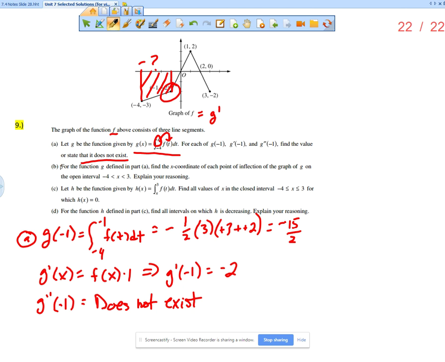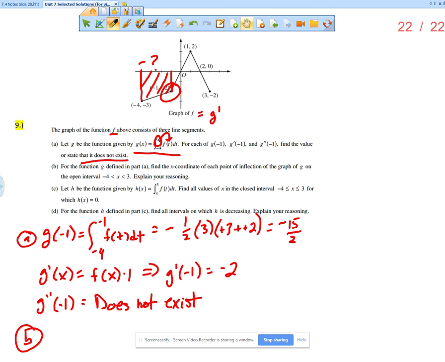Now part B. Part B says, for the function g defined in part A, find the x-coordinate of each point of inflection of the graph of g on the open interval -4 to 3. Open interval, remember, means between -4 and 3, and it says explain your reasoning.